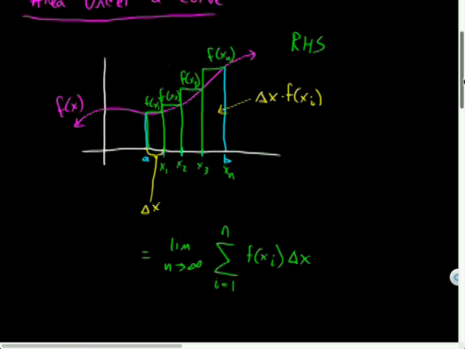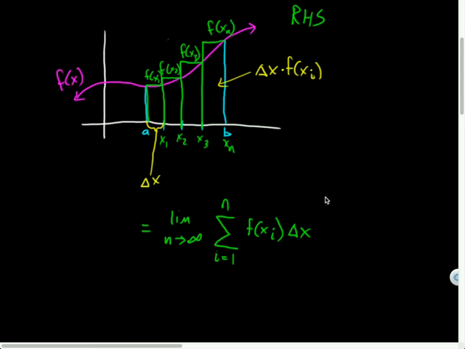Actually, maybe let's ask that question. How could I find the width of these bars? They're all evenly spaced. How could you find delta x? What are your thoughts on delta x? b minus a over n. Okay, so this whole width would be b minus a.